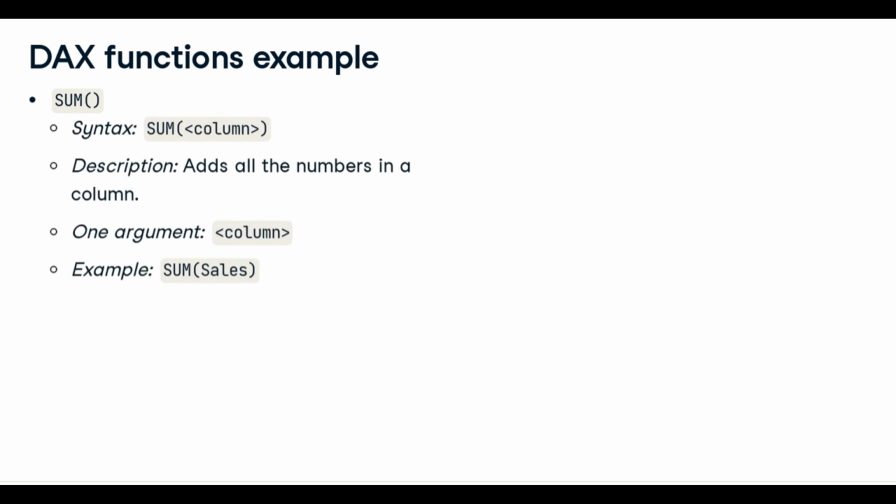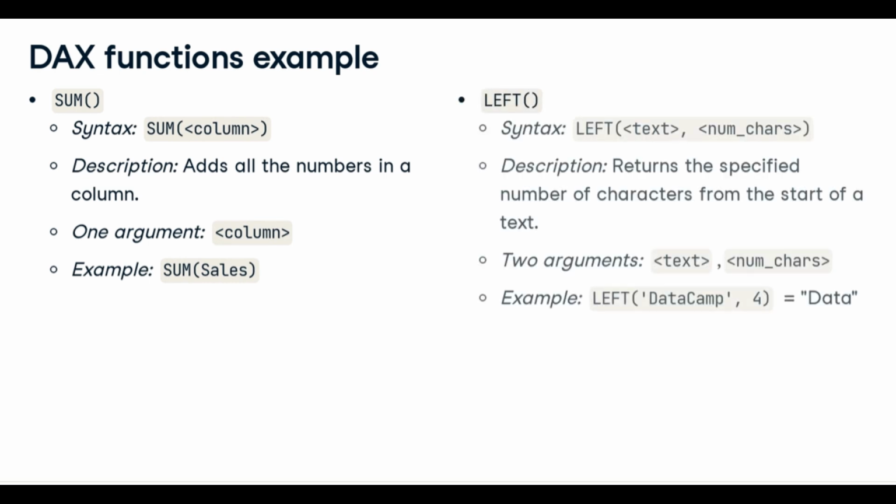Let's take a look at two examples, starting with the sum function. The sum function takes a column and adds up all the numbers. It has one argument. In the example, we are summing the sales column. The left function takes two arguments, a string and an integer. It returns a specified number of characters from the start of the string. In our example, we input datacamp and specify 4 characters, which returns data.